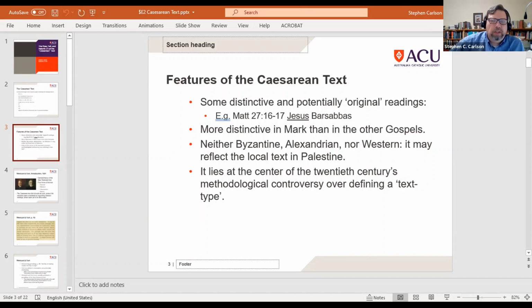The Caesarean text is more distinctive and marked in Mark than in other Gospels, so you see a lot of discussion focused on the Gospel of Mark. It also helps that P45 is the oldest part of Mark, and that Codex W's Caesarean portion is in Mark, and so that's why people tend to associate the Caesarean text with Mark, although it may have a role to play in the other Gospels. It's not quite as distinctive or stands out, but it's probably there as well.